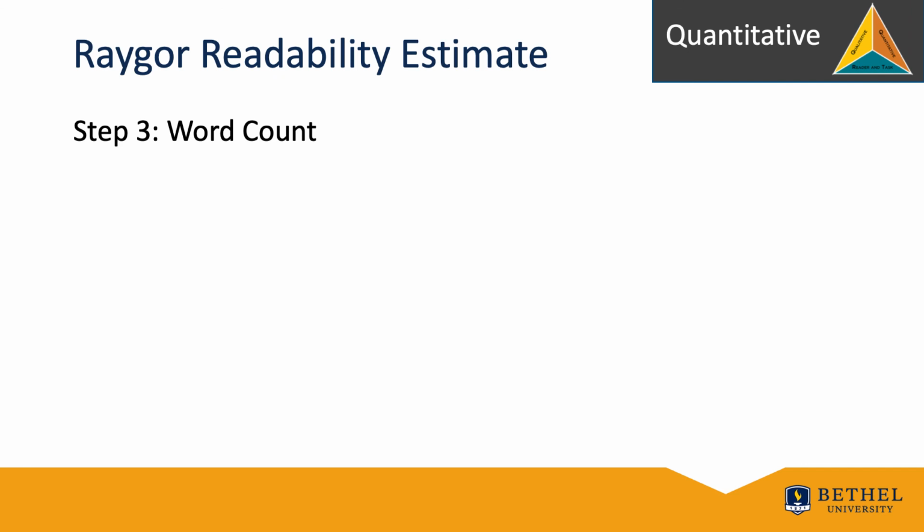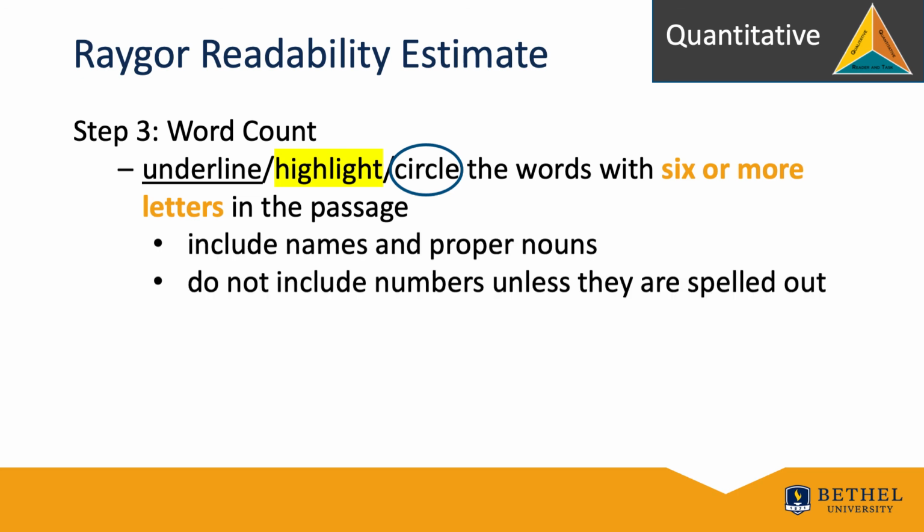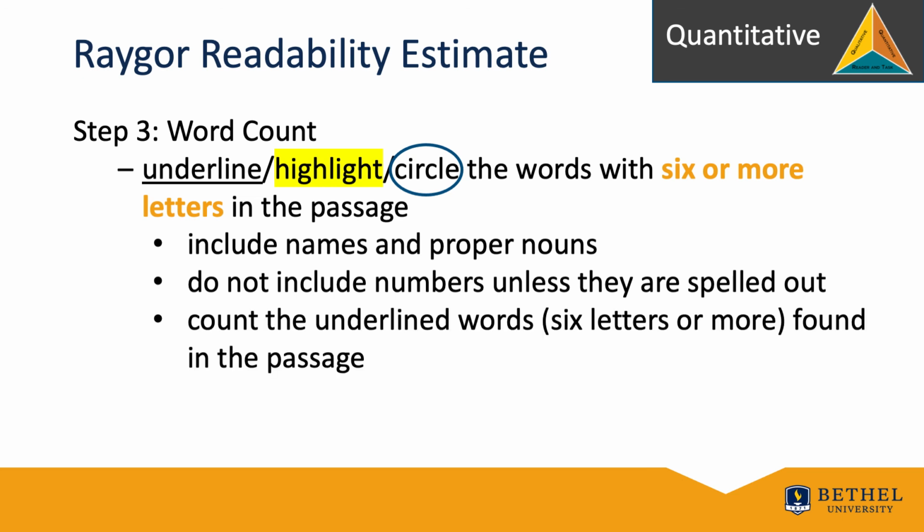Now let's address word count. Underline or highlight or circle the words with 6 or more letters in the passage. From time to time, I've had trouble differentiating 5 letters in a word versus 6 letters in a word, so do use caution, as words like moves or power are 5, but powered would qualify. Include names and proper nouns. Do not include numbers unless they are spelled out. Now, count the total number of underlined words, 6 letters or more, found in the passage.